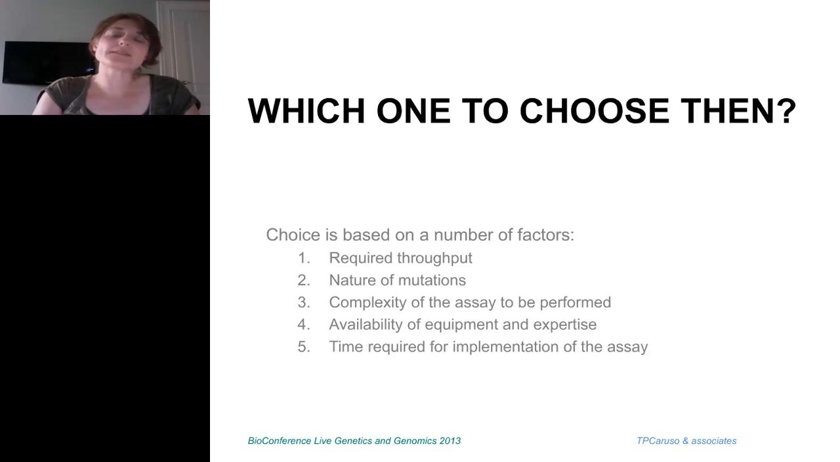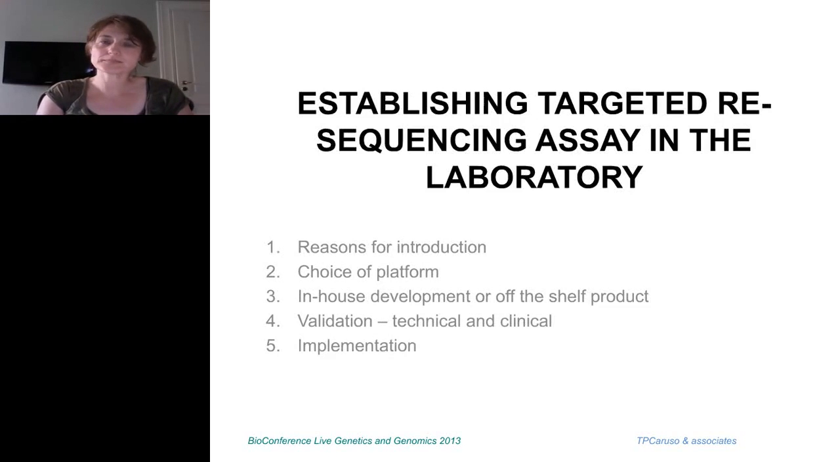Some of the labs I've noticed are very attached to the equipment that already is in the lab. We already have the next generation sequencer. Why would we buy an Affymetrix system, or vice versa? So those kind of considerations might be important for some people. Also, the time required for implementation, and I'll talk a little bit about this in a moment.